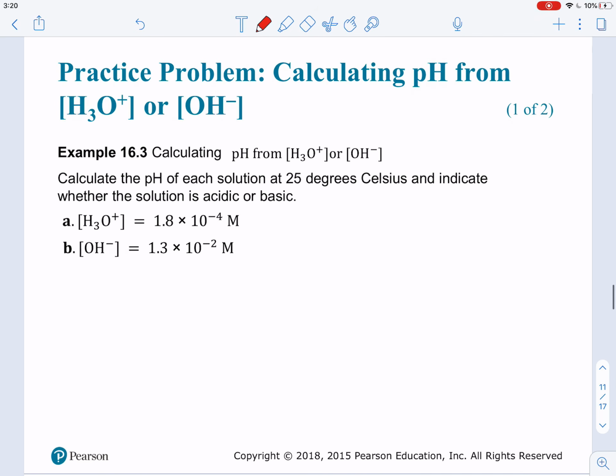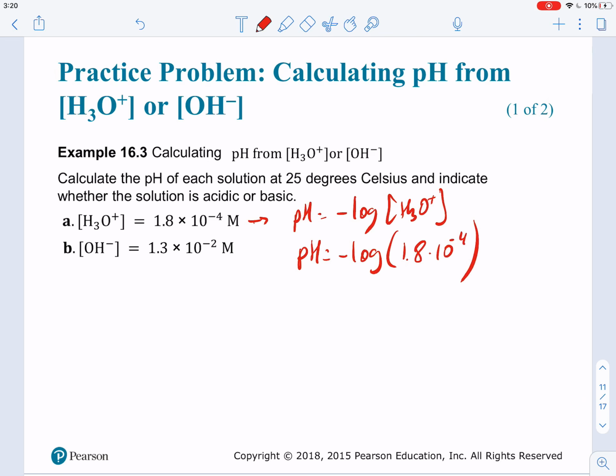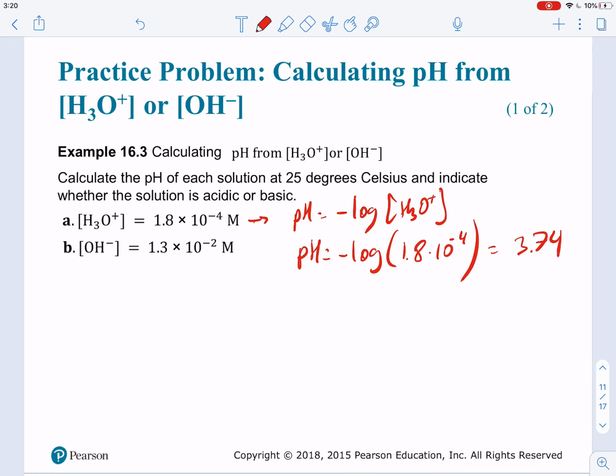So now we are going to calculate pHs, correct? How do we use these numbers? In this particular case, remember, pH is minus log of H3O+. So in this first case, pH is going to be equal to minus log of 1.8 times 10 to the negative 4, and this is simply 3.74. Okay, it's a pH that is lower than 7, so this is an acidic solution.